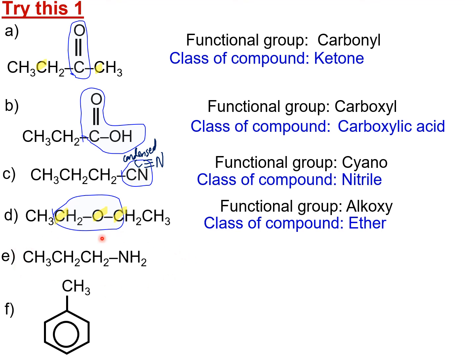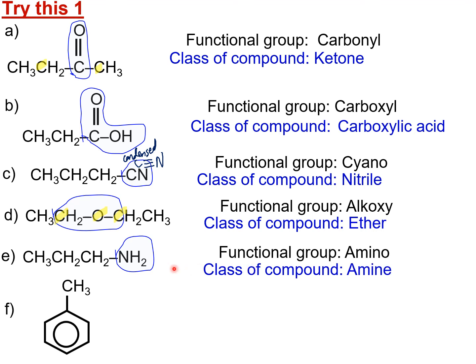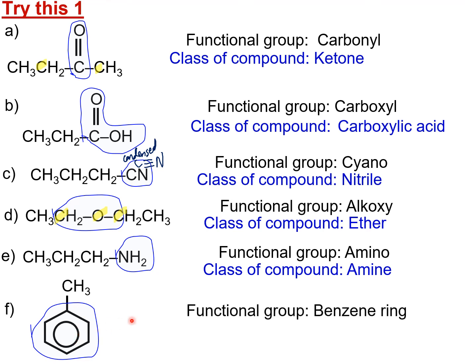Okay, moving on to this organic molecule, I can see that the functional group present in here is NH2. Okay, Miss told you earlier, if you find an N attached to one H, 2H or 3H, that means the name of the functional group is amino and the class of compound is amine. Okay, lastly, for this organic molecule, I can circle this one because this is the structure of the functional group called benzene ring and the class of compound is aromatic compound. Alright.